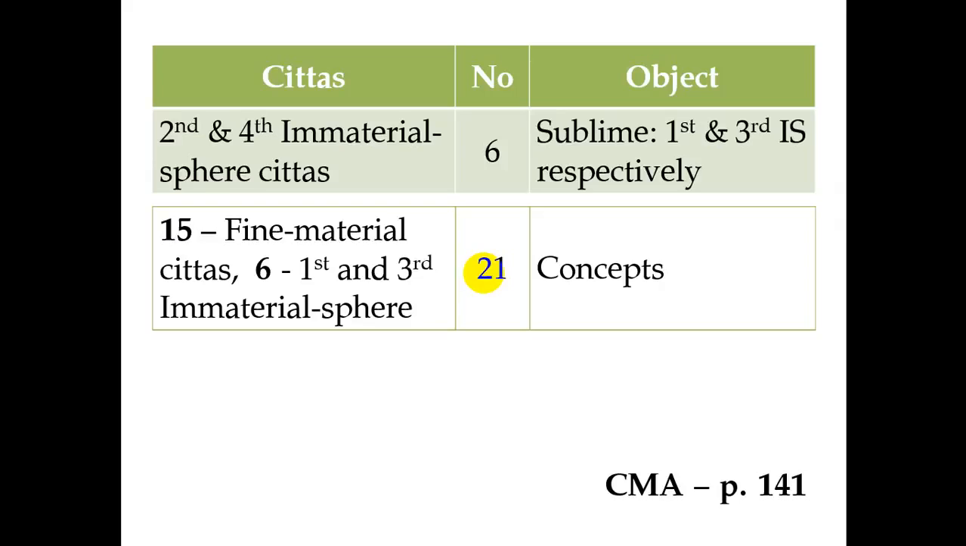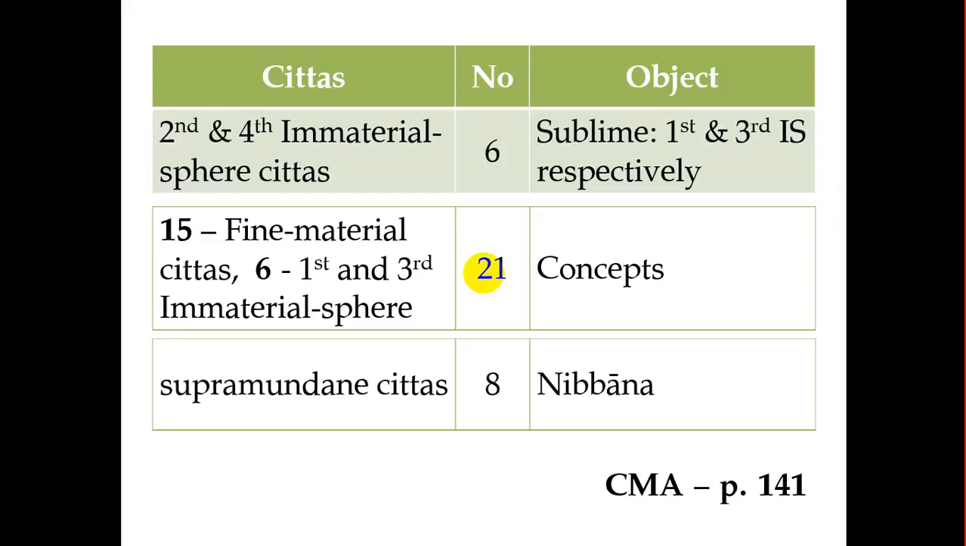As you all know, we have 25 cittas that take only sense sphere objects, and we have 8 supramundane cittas that take only the Nibbana object. When you attain Magga and Phala, you will take the object of Nibbana only, no other things. Some take objects in the middle, and some take many objects.